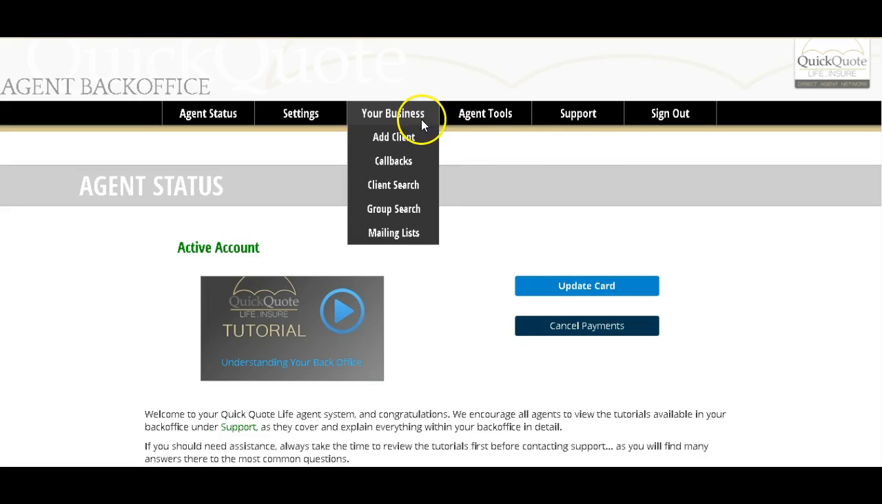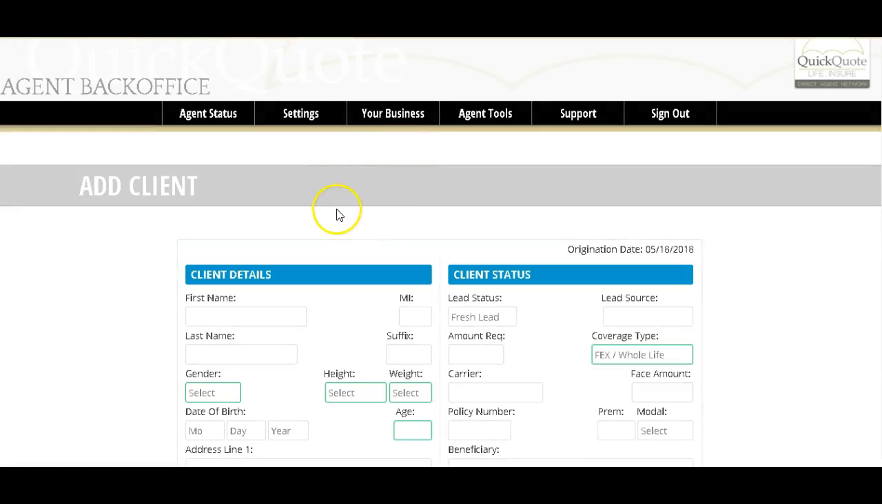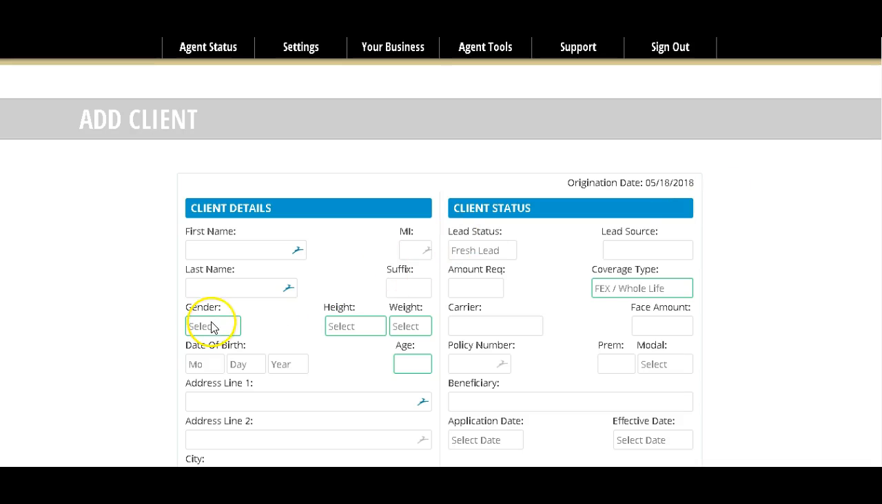Now let me show you something here. When you have somebody on the phone, the thing I like about this particular tool is I can add a client. So now I'm going to add a client. What this is going to do is help me to qualify this person. Now you notice that there are some boxes that are in green. Those are the only boxes that you have to put something in, except for amount required, you have to put something in there as well.